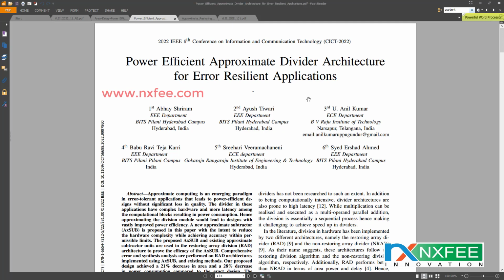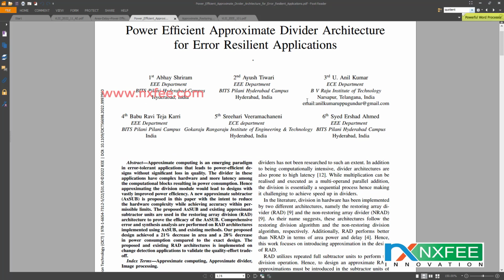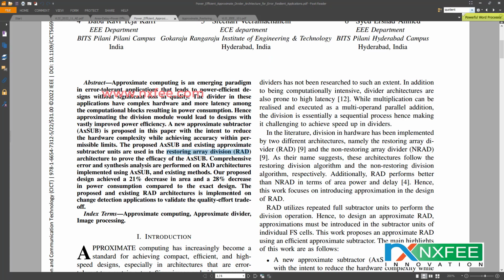Now we can verify the base paper. In this base paper we have designed three different architectures. One is the exact method, another one is the AxSUB, that is approximate subtraction, which depends upon restoring array division. And the proposed method we have designed using the XOR multiplexer divider cell.